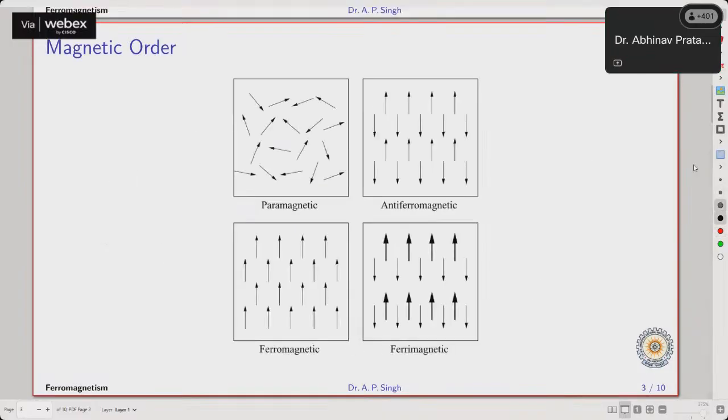My lecture is not so much about what retentivity or coercivity is, which kind of material will have larger retentivity, what will happen if you have a lower or a larger retentivity, or which kind of material will be more suitable. I'm not discussing all these things in today's lecture. What I'm discussing is the physics behind magnetism, and specifically ferromagnetism.